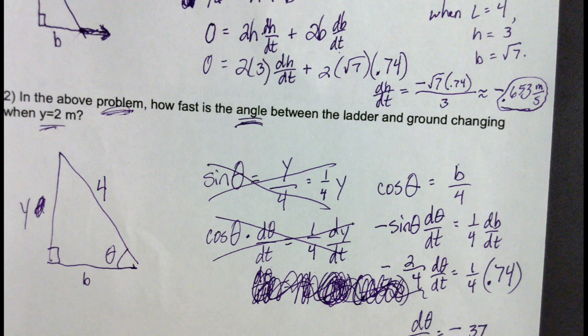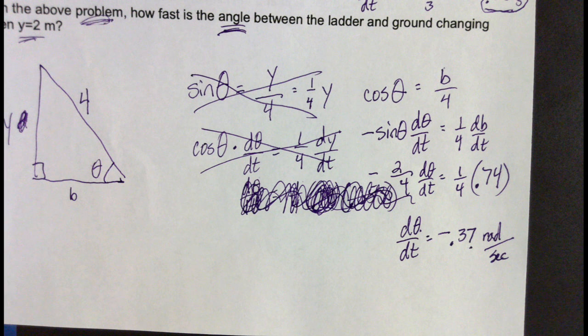Also, wouldn't it be positive? Shouldn't it be, assuming it's falling down? It should be how fast it's changing, 1 over 4, right? No, it says how fast it's coming down the wall. This one just says how fast it's changing. When y is equal to 2, the sine of theta would be 2 over 4.